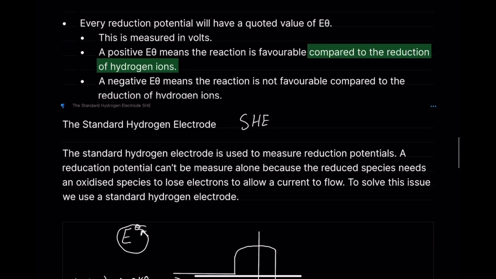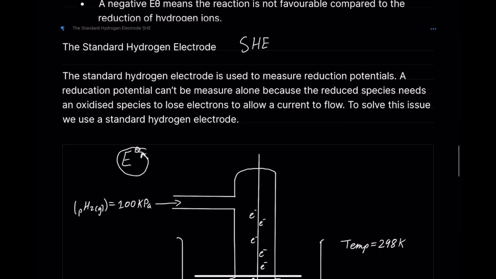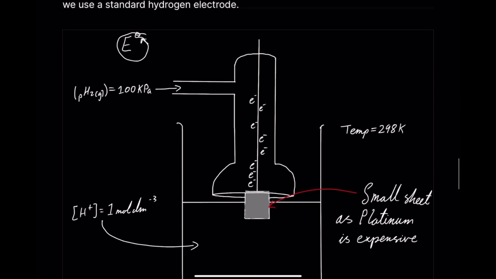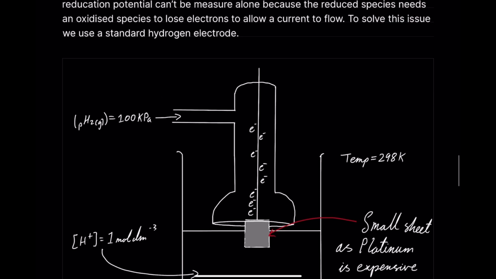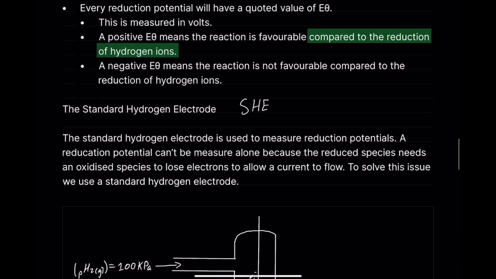Now, I should probably have got a better example instead of just drawing it out. But I think I drew a pretty decent graph. Anyway, I'm not going to try and admire my graph too much, but the standard hydrogen electrode is used to measure the reduction potentials. I said reducation potential, that's completely wrong.